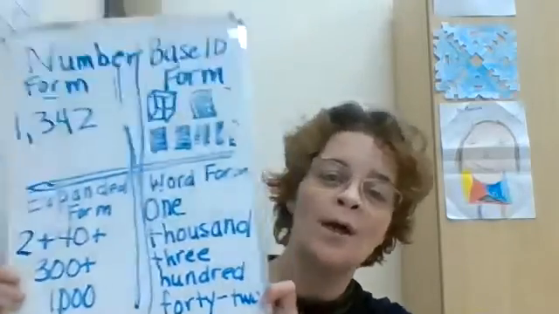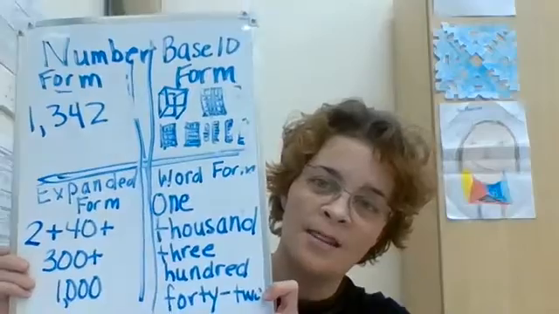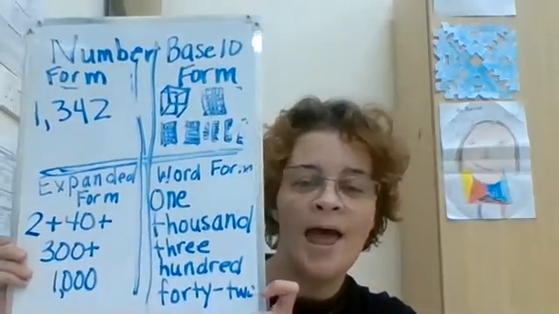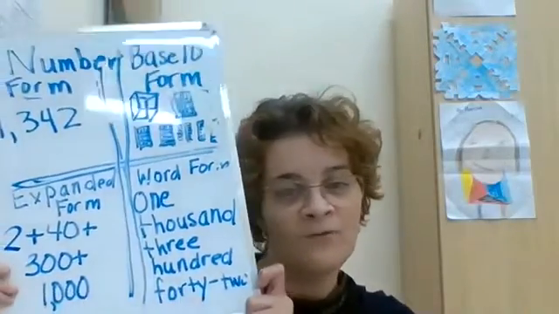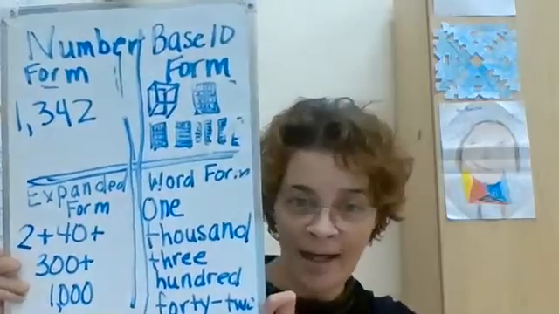Okay, so this is the base 10, the number form, the word form, and the expanded form for place value.